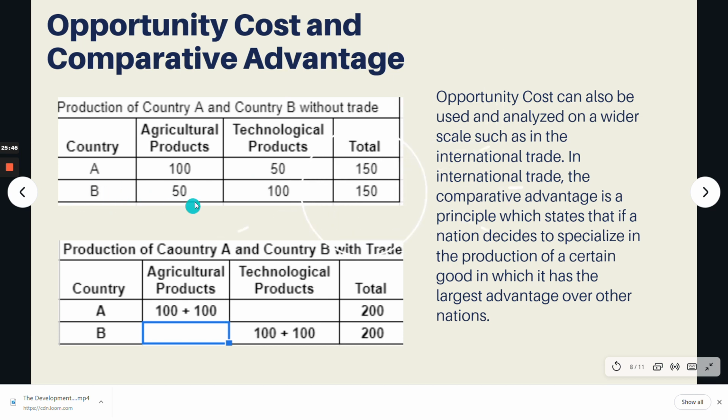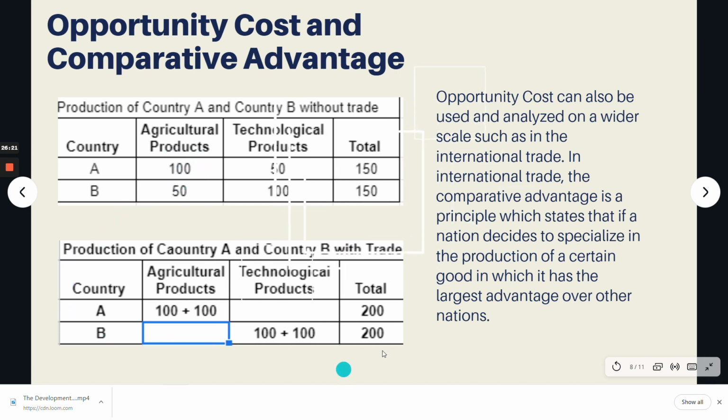Si Country B, 50 ra iyang kayang i-produce nga agricultural products niya, technological 100, and then 150 ang total. So they have the same total but they have different specialization. However, para mas makita nimo ang opportunity cost at ang imong advantage because it will take more effort to produce this kay di man ka kaayo maayo sa technological product, maayo man ka sa agricultural product. So it is suggested nga mag-focus ka sa agricultural product.